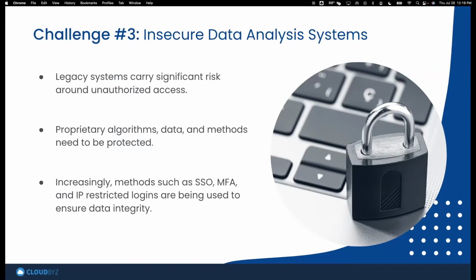And so, oftentimes we do know that some of these other systems, especially if they're legacy, if they're not cloud, they do carry some risk around who can access this data. So we're seeing methods such as SSO, which is single sign-on, MFA, which is multi-factor authentication, and IP restricted logins. All of these are various strategies that we need to use in order to better secure our systems.